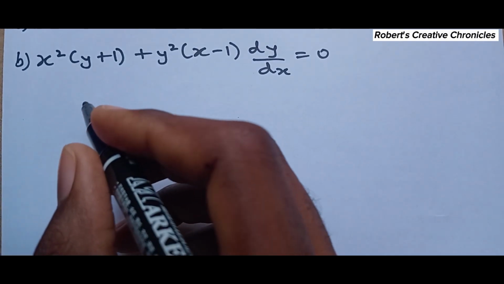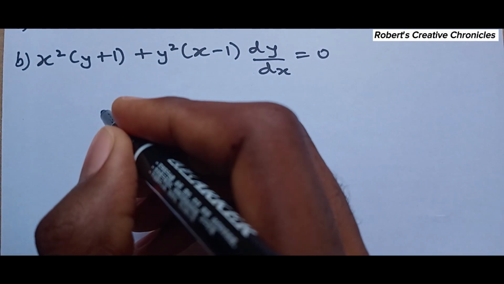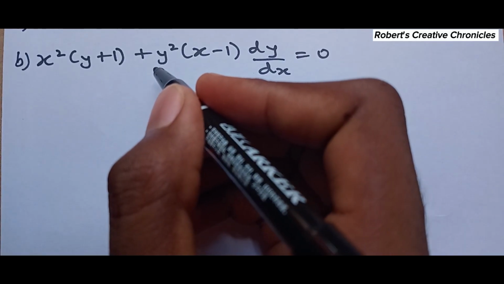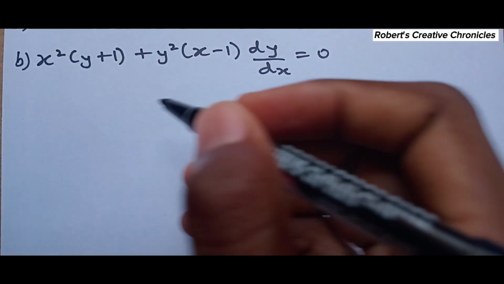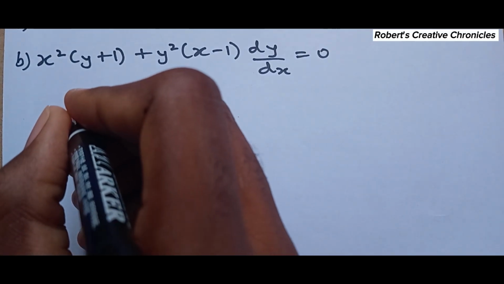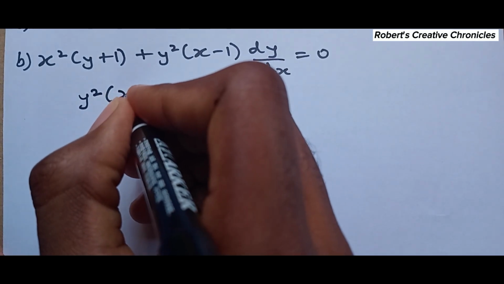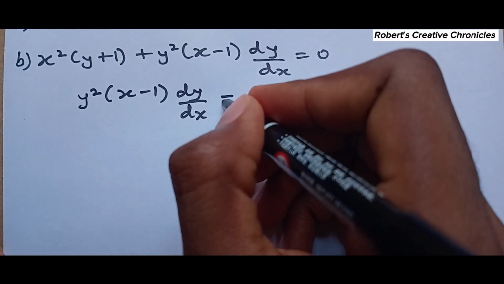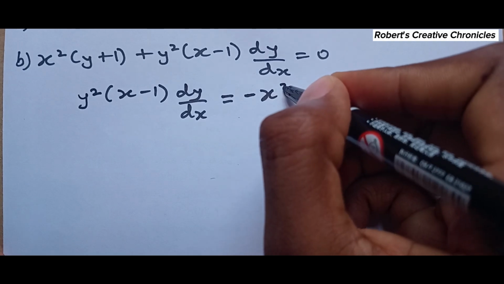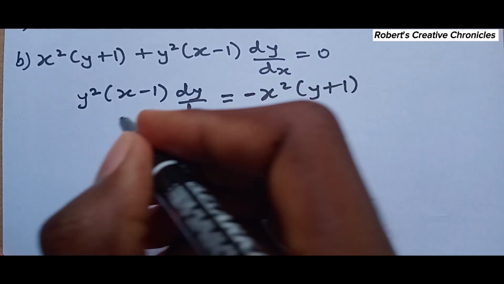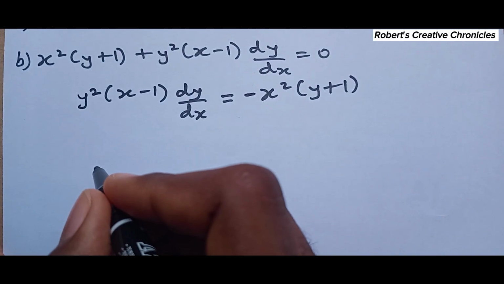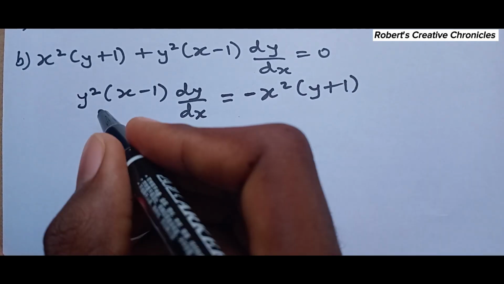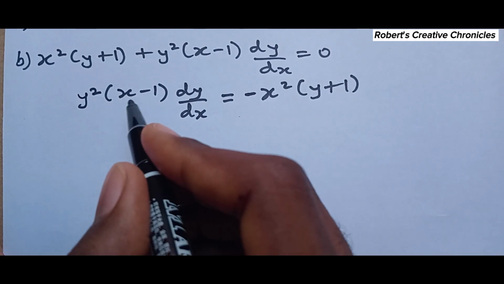So here is the B part. Now, in the same way, we are going to put all the functions of y at the left hand side and all the functions of x at the right hand side. So let's do this. Take this to the other side, it becomes minus x squared y plus 1. Then we'll now divide both sides by y plus 1. So I will bring it here. And we'll also divide both sides by x minus 1.